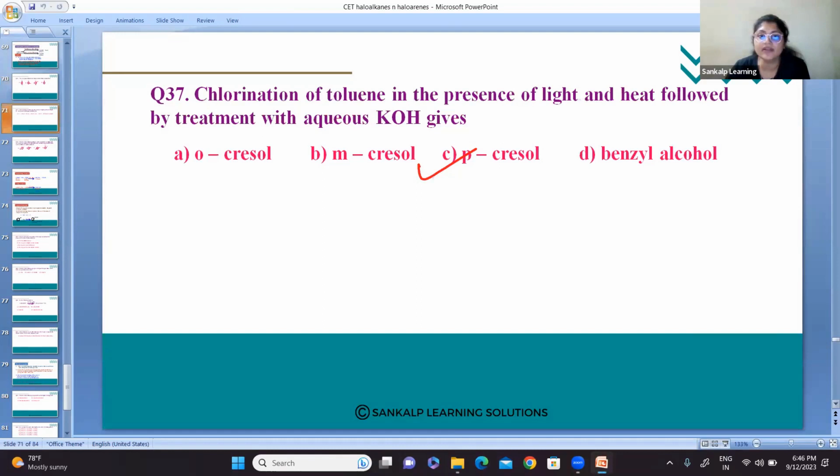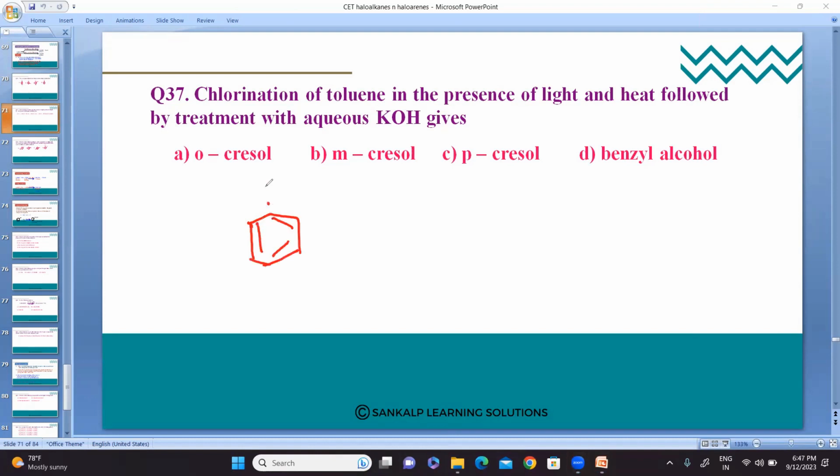Chlorination of toluene in the presence of light and heat followed by treatment with aqueous KOH gives. So chlorination of toluene. I'll write the structure of toluene. So this is the structure of toluene, CH3. We are doing chlorination, that is Cl2 in the presence of light and heat, followed by treatment. So this should produce a product and this further is treated with KOH.